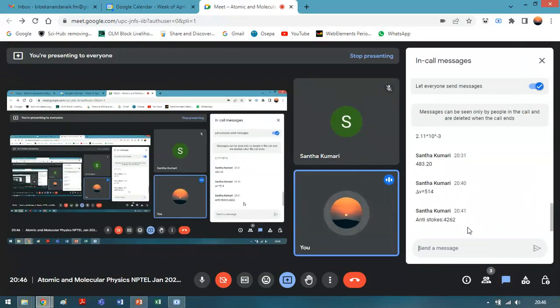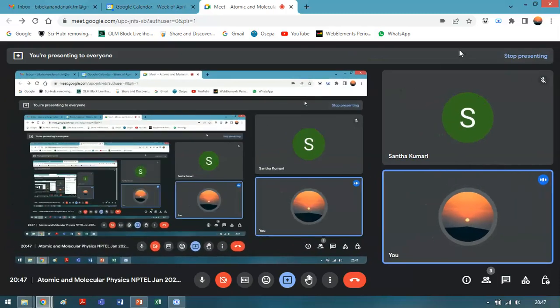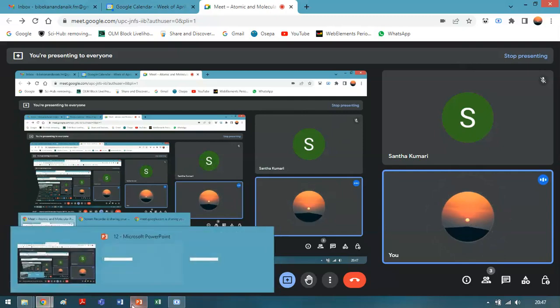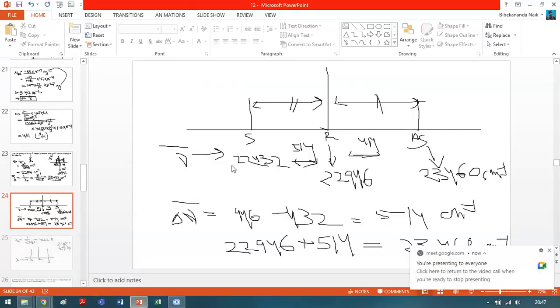Yes, you are right. So the anti-Stokes line is occurring at 4262. Always try to write the unit, because unit is very important. Unless you have the choices, like if there are multiple choice questions, then there will be units. So always try to write the units. So consider the next question.